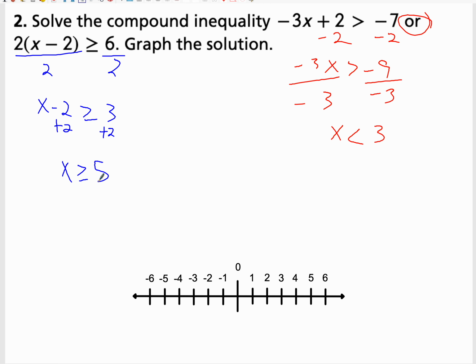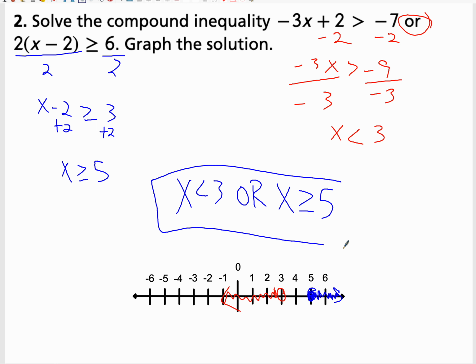So, x is greater than or equal to 5, so a solid circle there in that direction. And then my other one here, x is less than 3, and it shades this direction. So this one comes out the way we would expect an or to come out. We still need to make sure that we write our answer as a single expression. So x is less than 3 or x is greater than or equal to 5. Okay?